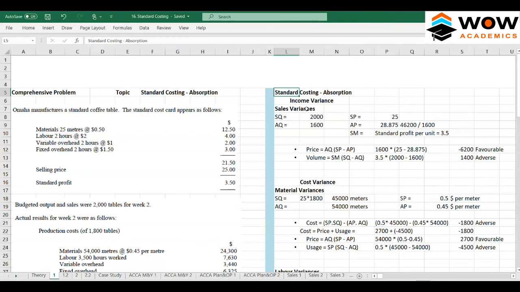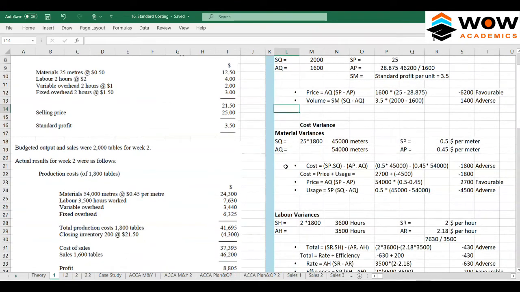You start from sales variance, find out the standard quantity of material sold and the actual quantity of material sold. Standard price will be given in the sum. Actual price, sometimes you have to divide and find it out. Standard margin is the selling price minus all the cost, which comes to 3.5. So apply it in the formula.